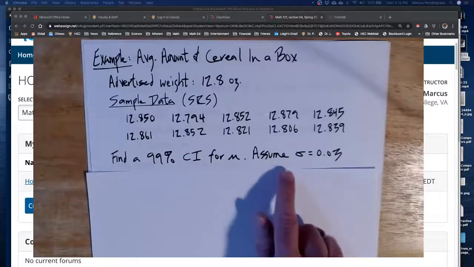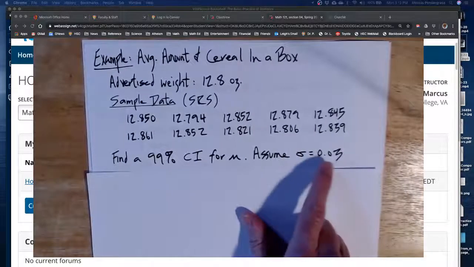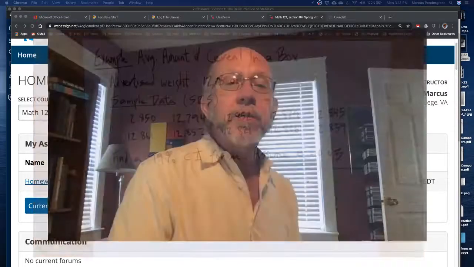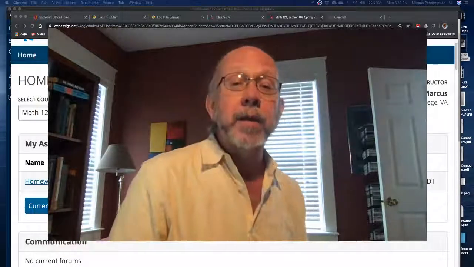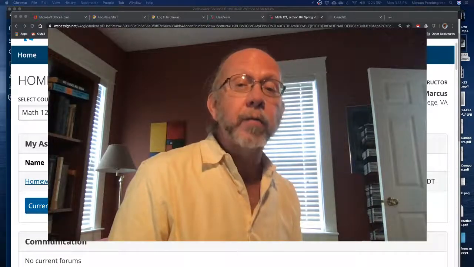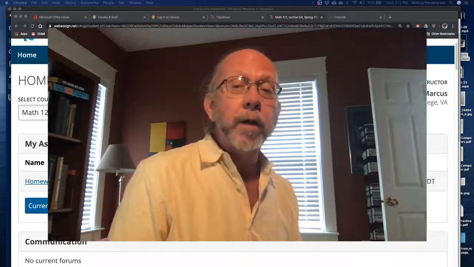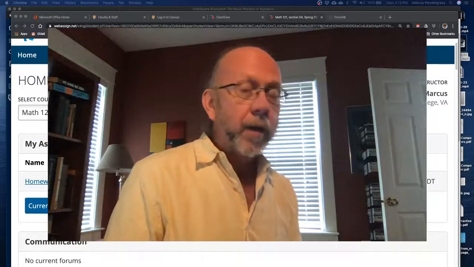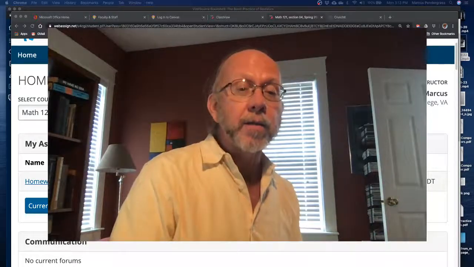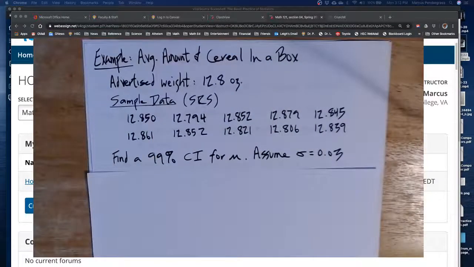Okay, notice we're asked to assume that sigma, the standard deviation of the weight of cereal in a box, is 0.03 ounces. This is a fairly standard assumption. We talked about it last time. We don't have to actually make an assumption like this. We'll see how to get around it a little bit later. But for purposes of illustrating the basic process, we're going to go ahead and make that simplifying assumption. So yeah, we need to compute a confidence interval here. How would we do it?